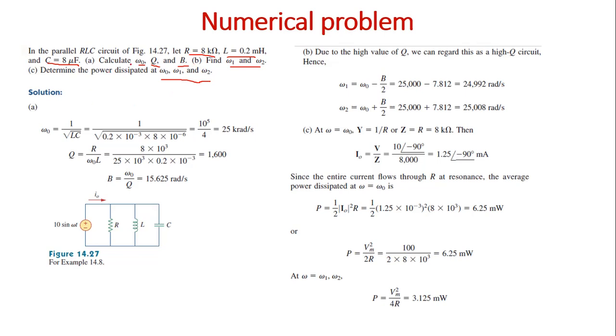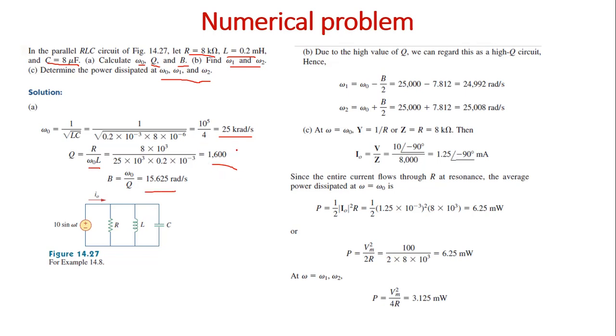So first we have to calculate omega naught, that is equal to 1 by root of LC. Substitute the value and find out omega naught. Next Q is equal to R by omega naught L. So we can calculate Q. The value of Q is 1600. Then we can calculate bandwidth. Bandwidth is equal to omega naught by Q. So this is the bandwidth.